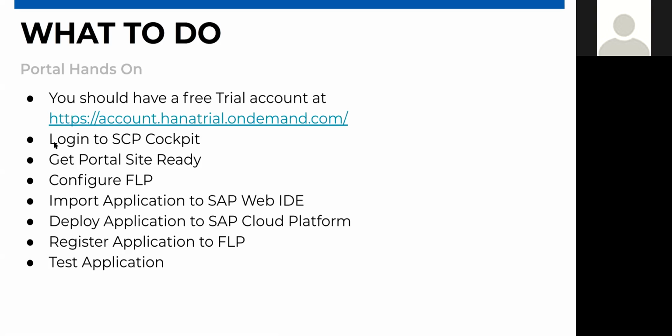So once we log in with our free trial account, we're going to log into the SCP cockpit. We're going to take our portal site and get it ready. We're going to configure an FLP, the FLP being the Fiori Launchpad. We're going to import an application into Web IDE. Then we're going to deploy the application to SAP Cloud Platform. And then lastly, we will register the application to the Fiori Launchpad, and then we can test it. So that's a lot of things we're going to do in this short period of time. All right.